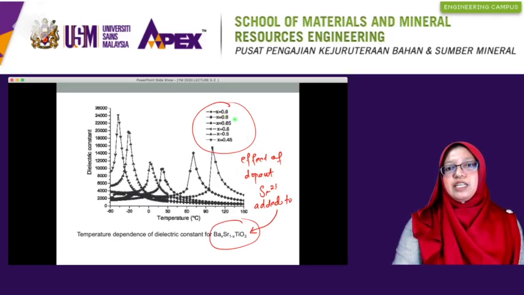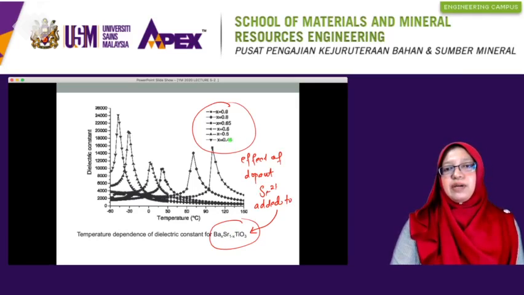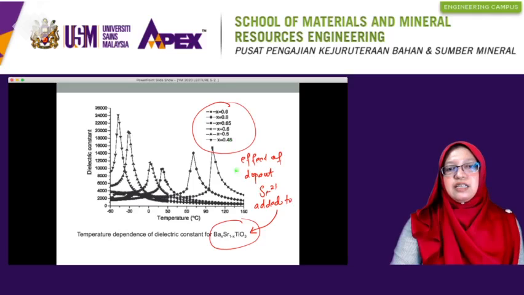For example, we can dope or introduce additives such as strontium into the barium titanate structure. So the structure now becomes BaxSr1-xTiO3. And the x value here represents the amount of strontium added into the structure of barium titanate. And you can see the changes in dielectric constant as we increase the amount of strontium in barium titanate.